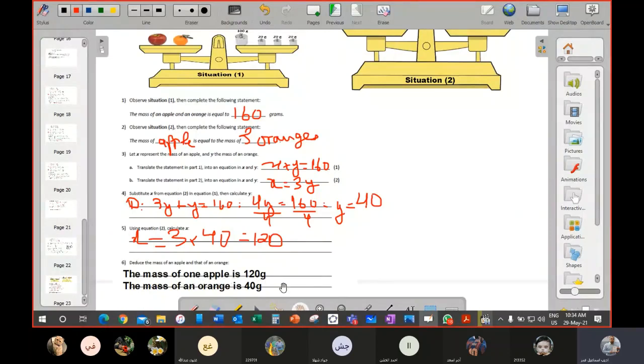The mass of one apple is 120 grams and the mass of an orange is 40 grams.